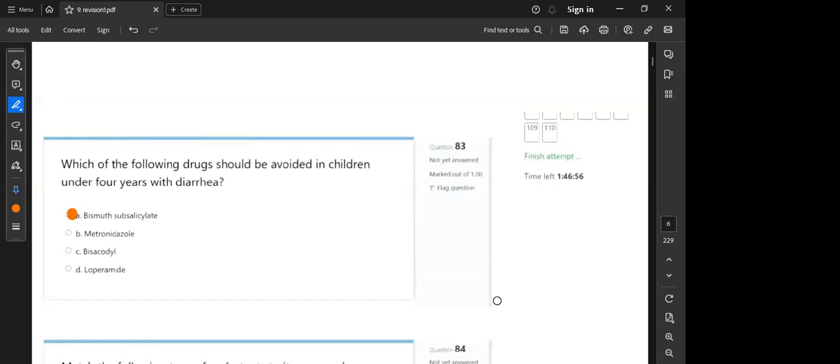Could you repeat your explanation? Okay, so it can cause Reye's syndrome. Is it disease or syndrome? Syndrome. So loperamide is safe to use in children under 4 years? Yes, from 18 months or something? From 2 to 5, yeah, you can give from 2 years of age. Okay, thank you.